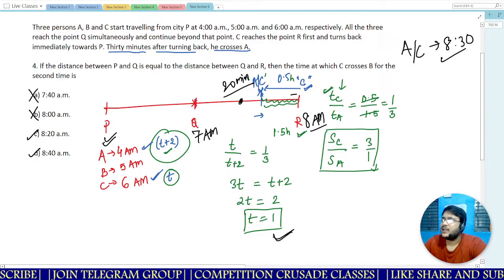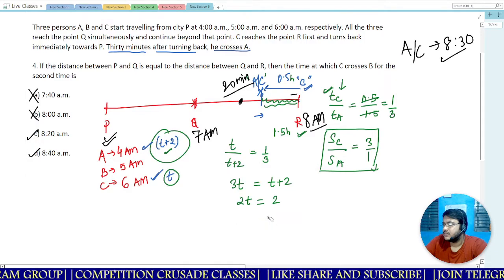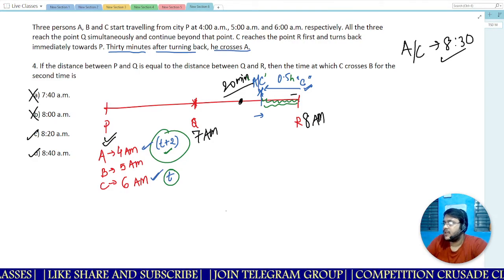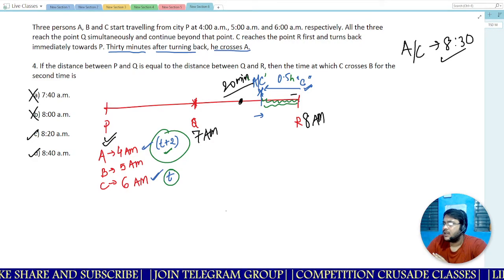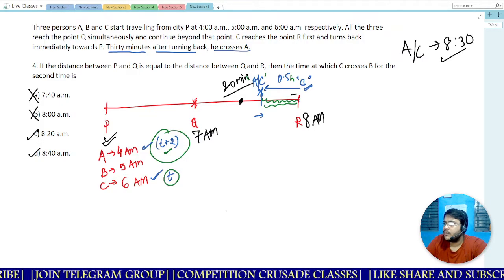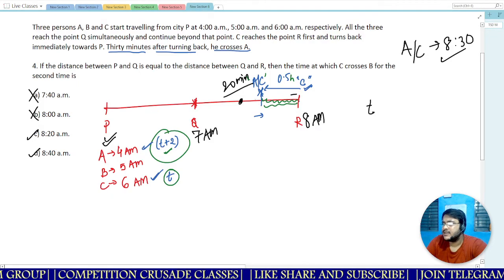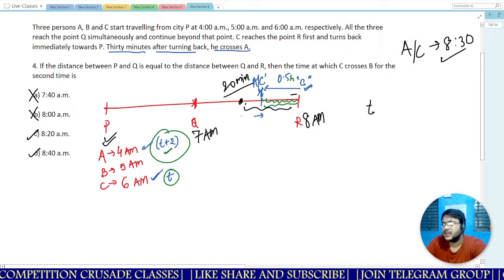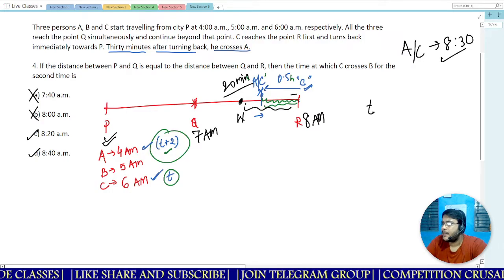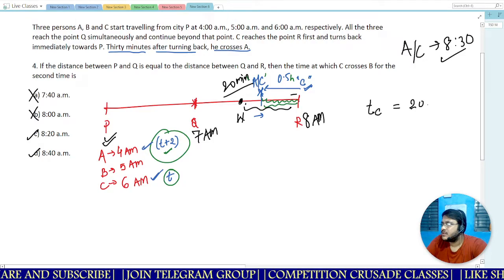If they meet at 20 minutes, so let me clear out some space. Okay guys, so what I am saying is that I am assuming that they are meeting in 20 minutes. So suppose this is the distance. I can name it W or anything. This distance C takes 20 minutes.